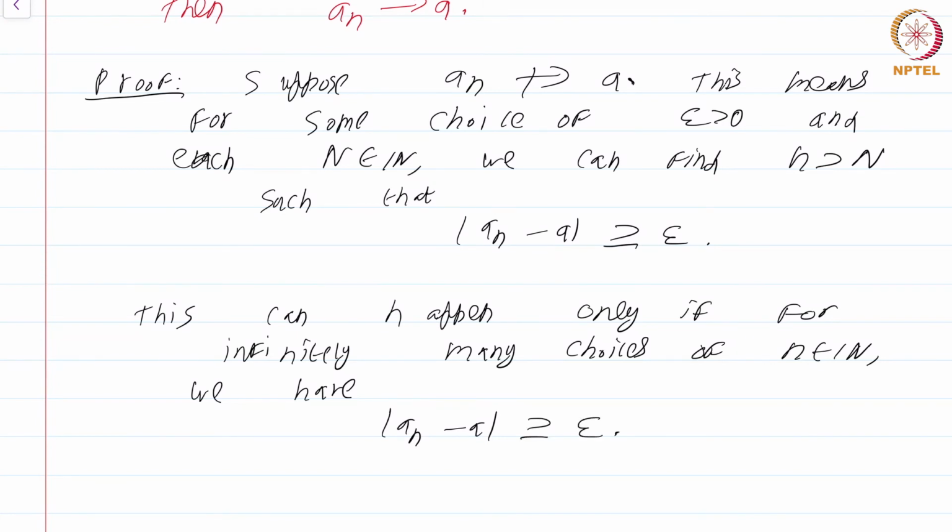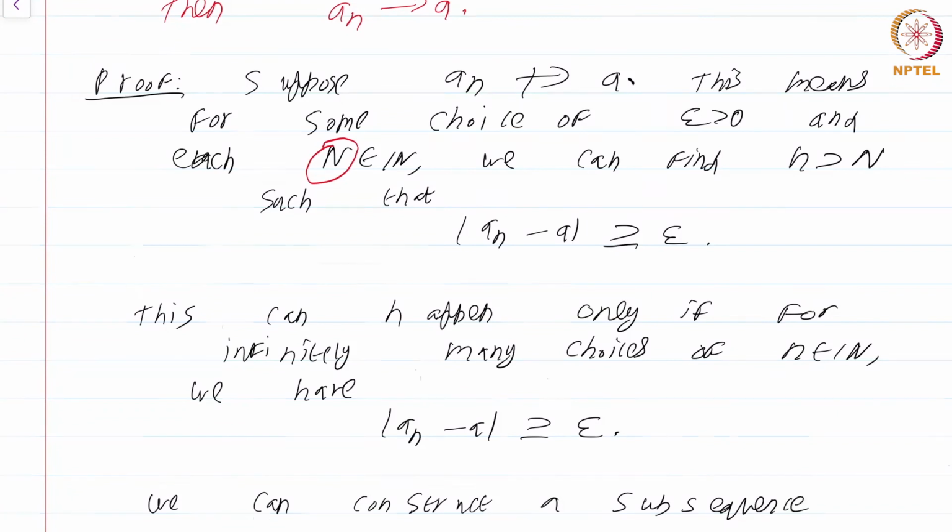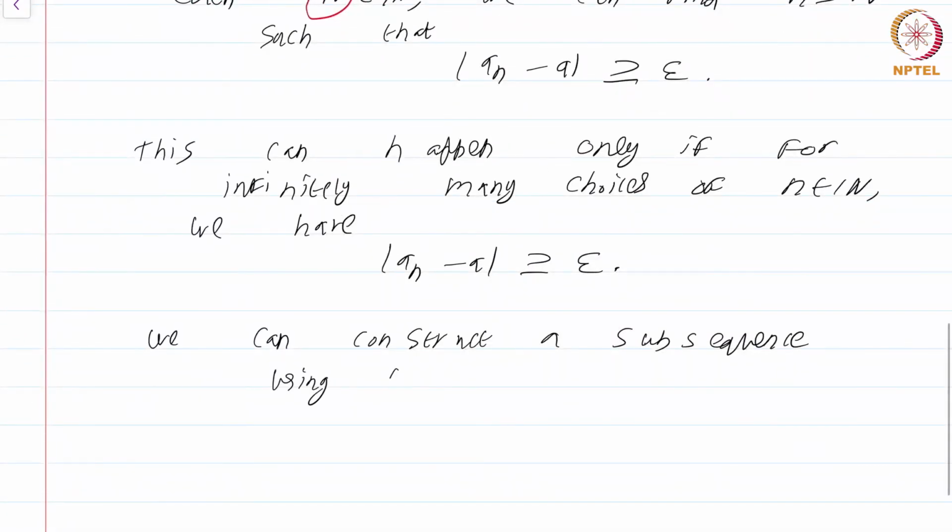Okay, let me just give you a hint. Look at this capital N and keep on increasing it. You will be able to get infinitely many terms small n with mod a_n minus A greater than or equal to epsilon. Okay. Now, it's fairly easy. We can construct a subsequence using these n. How do you do that? Well, it's fairly straightforward to do it. At this stage, I can just leave it to you, but let us indulge ourselves and actually try to write down a proof.